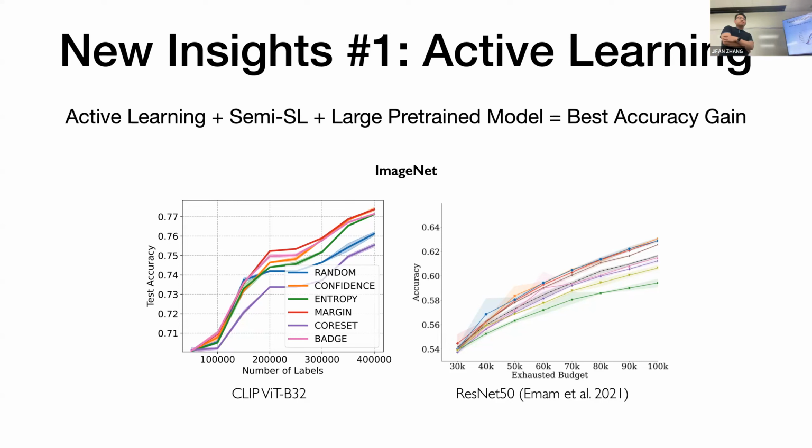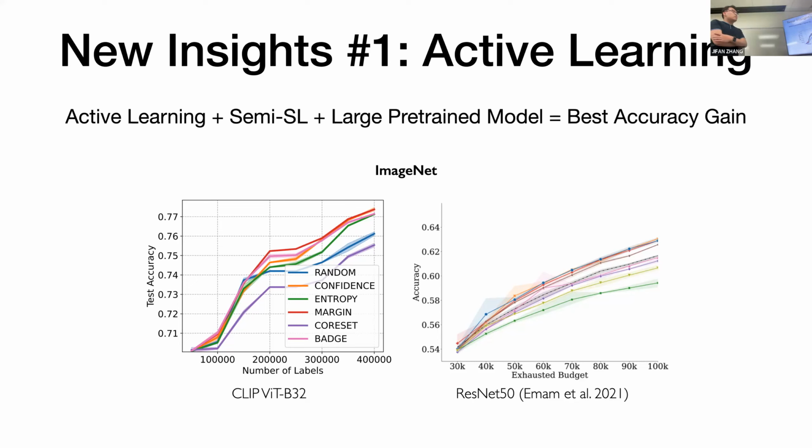When you say that large pre-trained models give you the best accuracy gain, I would expect that if you compared the final accuracies from each of the different active learning methods, the gap between the lowest and the highest is the greatest for large pre-trained models as opposed to something smaller like this.